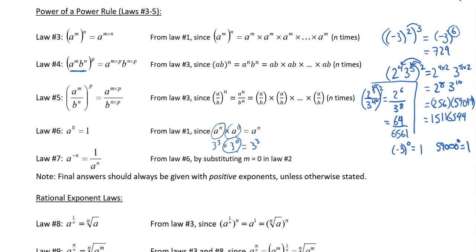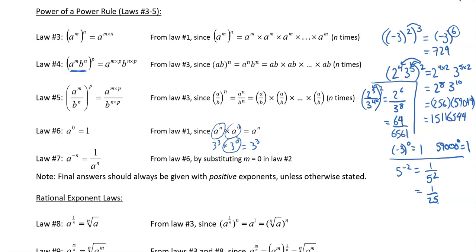Law number 7, this is the last law I'm going to look at in this video, is if we have a negative exponent. And all we do with a negative exponent is we bring it down to the denominator. And the way we do that is, for example, if I have 5 to the -2, I write that as 1 over 5, and I make it positive in the denominator, 5 squared. So that's 1 over 25. So that would be an example of that law number 7.